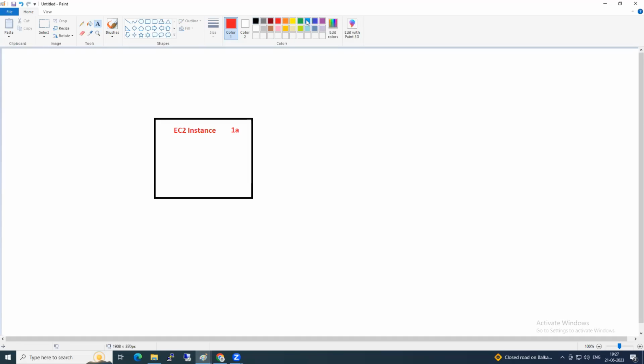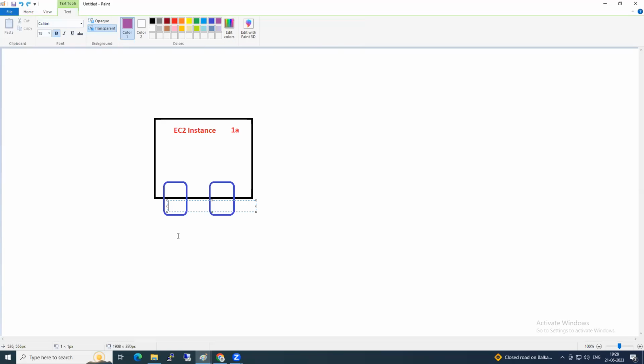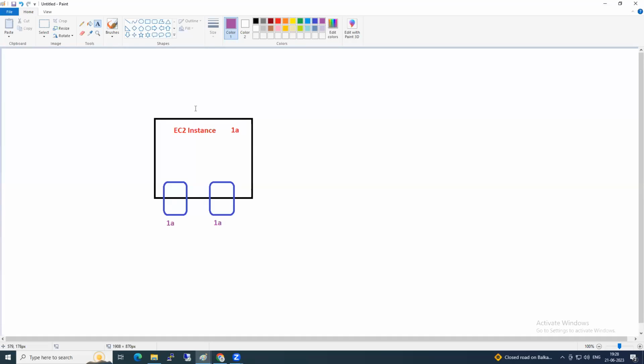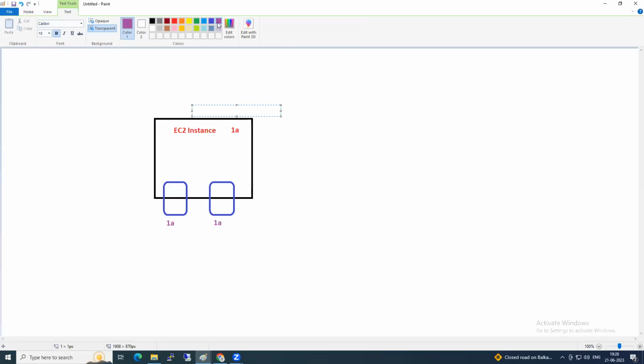And I have the volumes for this. Can I have a root volume also? I can have an additional volume also. This volume should be in the same availability zone. This is in 1A and this is also in 1A. Now I want to name this machine. Can you give me one movie name? I'll name it RRR instance.